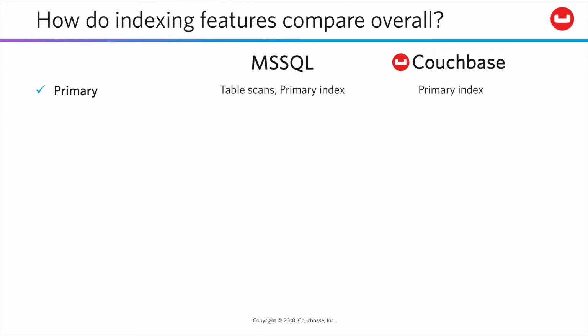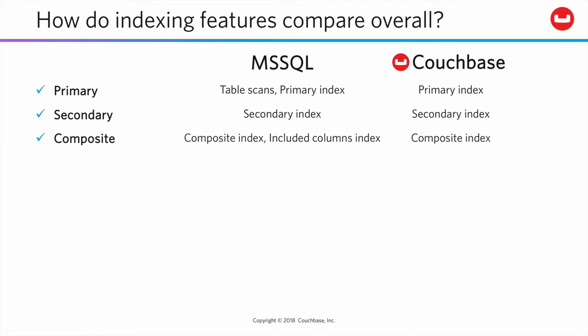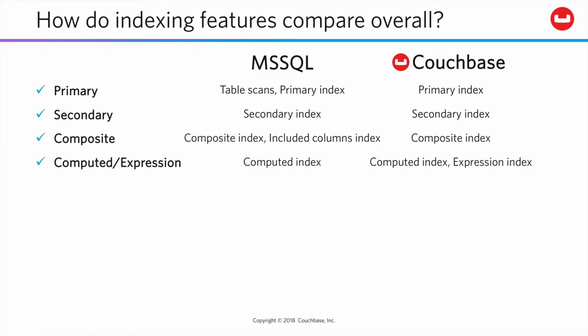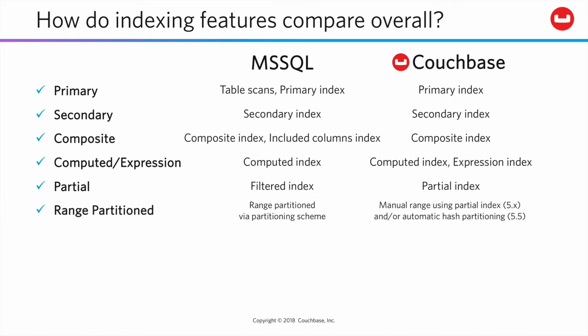Like SQL Server, Couchbase can fall back on a full scan to support ad hoc queries, though our memory-first architecture requires that a primary index be created to support this ability. We also support secondary and composite indexing, both computed and expression indexes, as well as partial indexes. We also support range partitioned indexing with automatic hash partitioning.